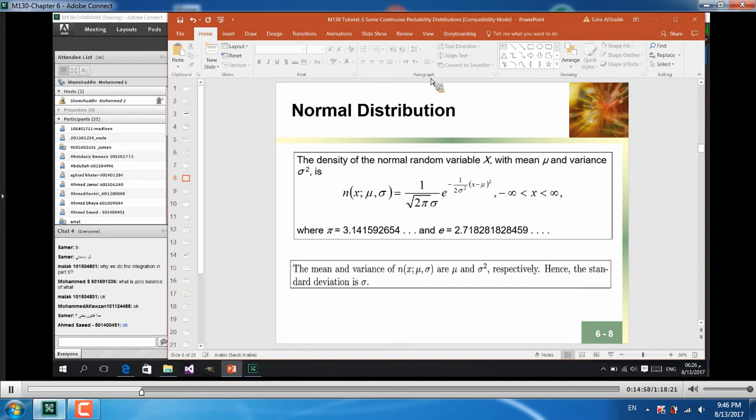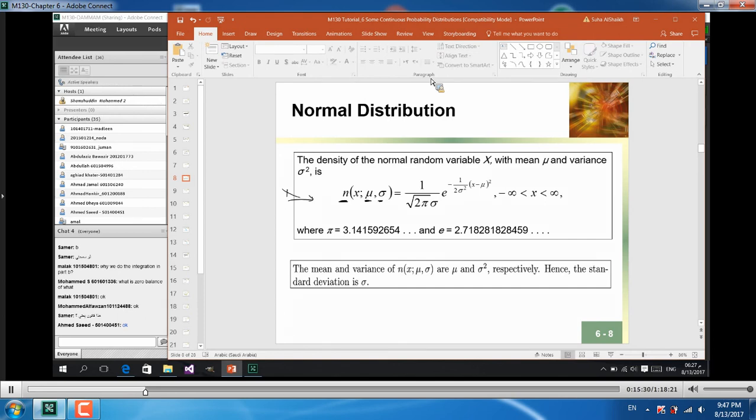The rule for the normal distribution is the rule that you can see here. The normal distribution, I use the letter N of x, mu, sigma, is 1 over the square root of 2 pi sigma, e to the power minus 1 over 2 sigma square, x minus mu square. Don't worry, no need to memorize this one, because later you will see that we have a table that helps me get the results of the normal distribution. Are you following up with me?